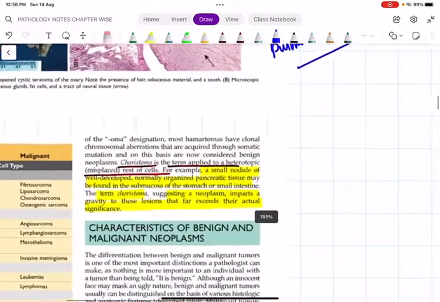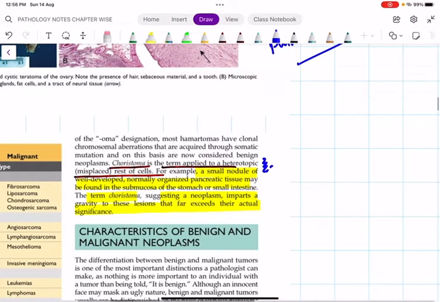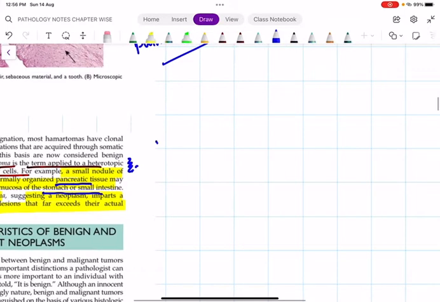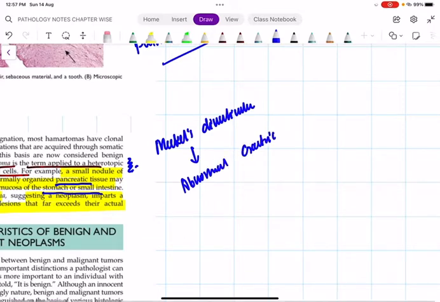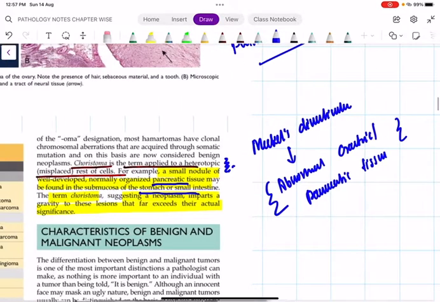The next is choristoma. It is heterotopic. Heterotopic means misplaced cells. For example, I am getting pancreatic tissue in the stomach or in the small intestine. We have a condition called Meckel's diverticulum. In Meckel's diverticulum, which is from the small intestine, we are getting abnormal gastric or pancreatic tissue. These tissues are usually not found in these regions, but they are misplaced. That is why we call it heterotopic. So that is what we call choristoma. Just remember these two terminologies: hamartoma and choristoma.